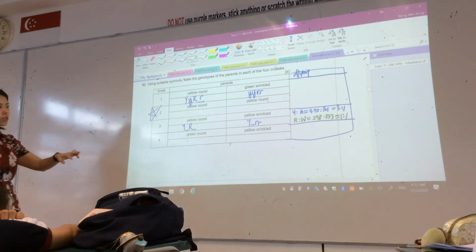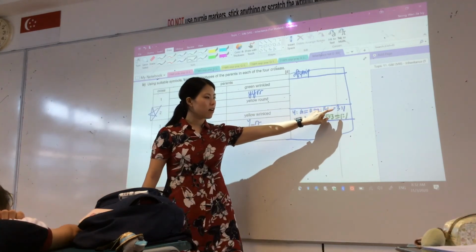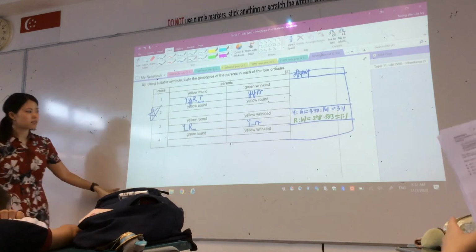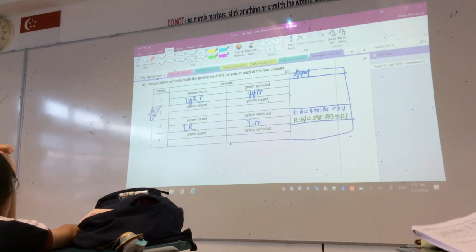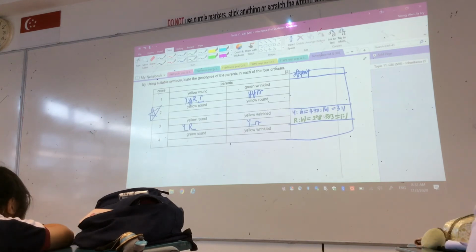Okay, so if you separate the gene locus, you can then find out the genotype of the parents. How do you get an offspring ratio of 3 is to 1? If you cross what with what? Two heterozygous. Okay, so it is like this. And the second gene locus, about the roundness versus the wrinkledness, how do you get 1 is to 1? Heterozygote with homozygous recessive. Okay, so based on that, that is your cross 3 genotype of parents.